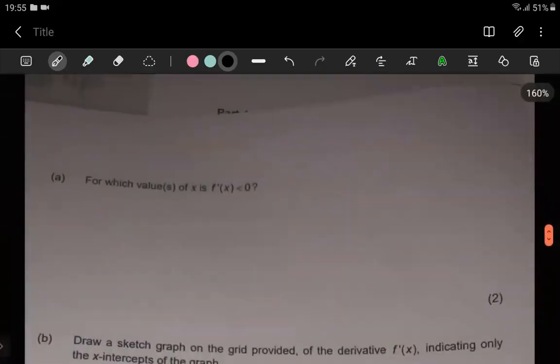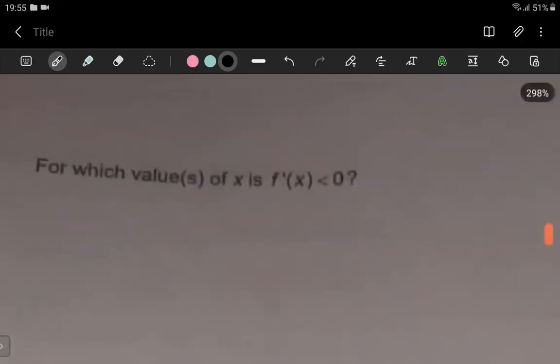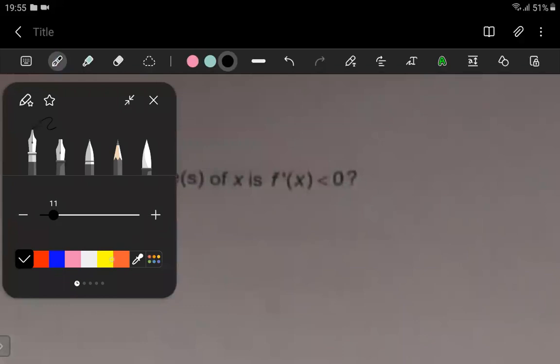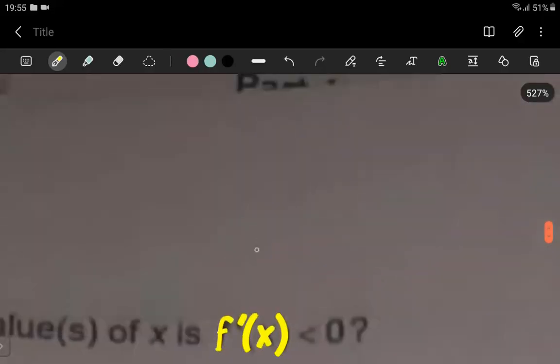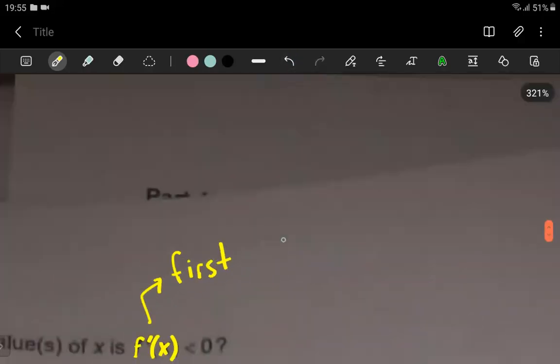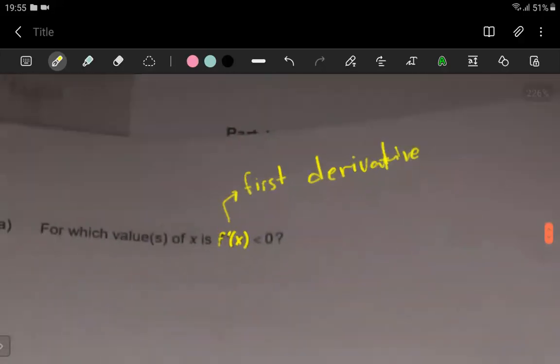Now, for the first question, it's a 2-mark question. So we have to know how to interpret these kinds of questions. What does this symbol mean here? It means the derivative. Yes, first derivative. And what does the first derivative give us? Not necessarily the formula. Like, what does it represent? An equation with this symbol will be giving us what?